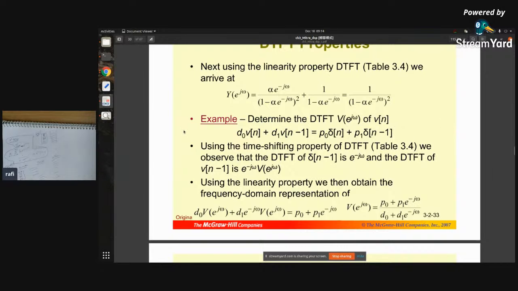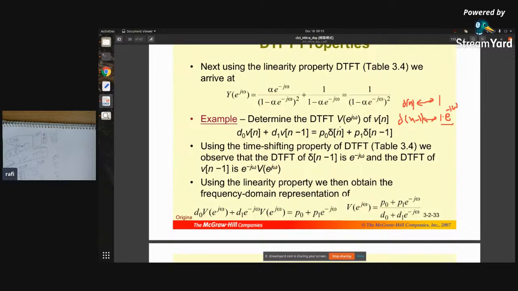So δ[n] has DTFT 1, where the double arrow indicates the DTFT relation. For δ[n−1], whatever the earlier DTFT was, a phase factor gets added, which is e^{-jωn0}, where n0 is 1. So e^{-jω} is the DTFT of δ[n−1].